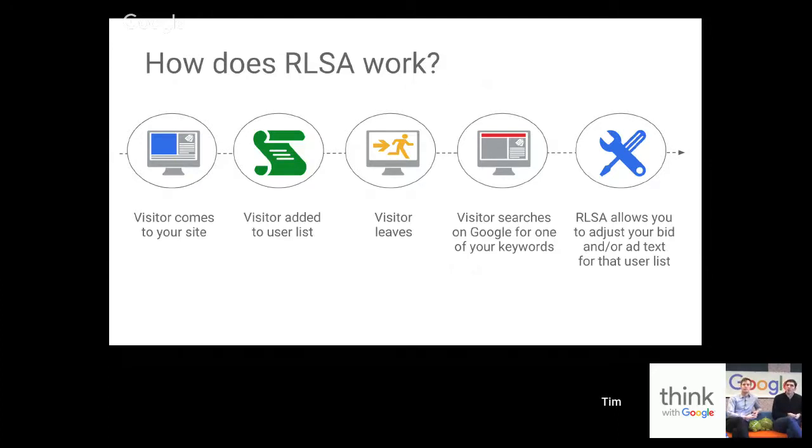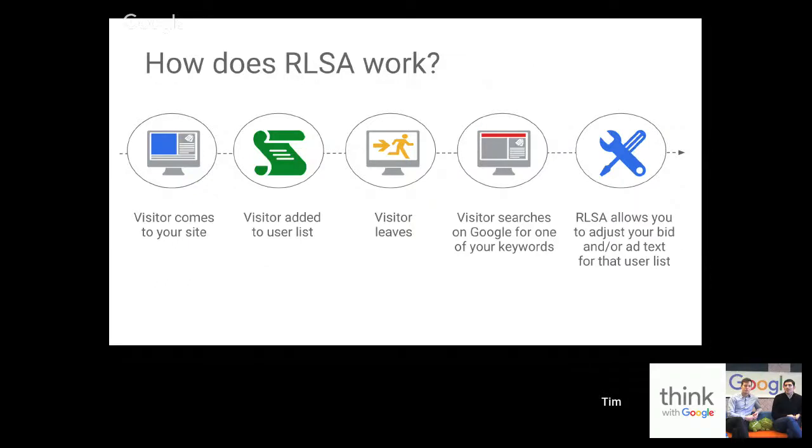What then happens is that the visitor will leave the website. He will then maybe browse around, go on other websites, or simply take his time to reflect on whether he wants to make that purchase decision. When he is potentially ready, he will search on Google for one of your keywords. RLSA at that moment would kick in and allow you to adjust your bid or add text for that user list. This is with the intent of delivering a more powerful, more relatable message, one that will have a bigger influence on the user's likelihood to make a purchase, send a lead or an inquiry, or make a phone call, whatever a conversion means to you.